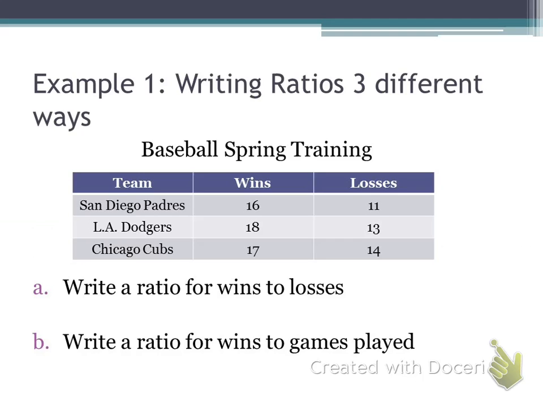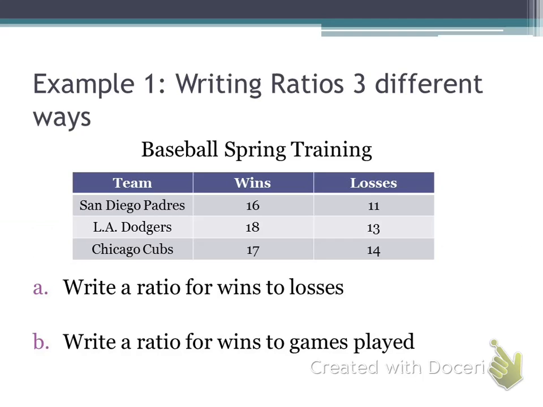we're learning about writing ratios. And notice what I wrote next to example one. It says writing ratios in 3 different ways. Okay, so there are several ways that I can show a relationship between 2 numbers. That's what a ratio is. It's a relationship between 2 numbers. All right, now, example 1 gives us the illustration of baseball spring training.